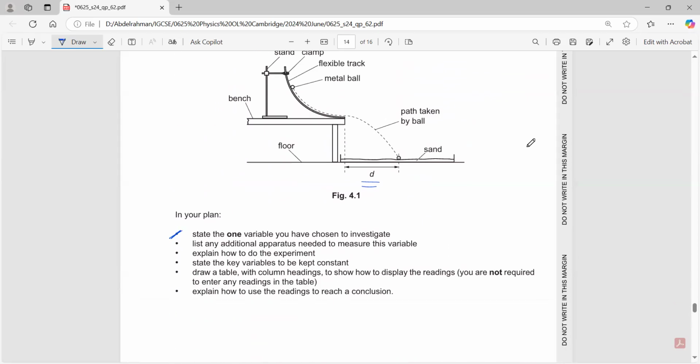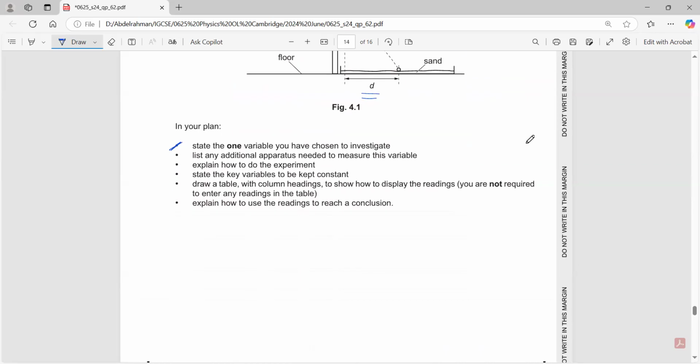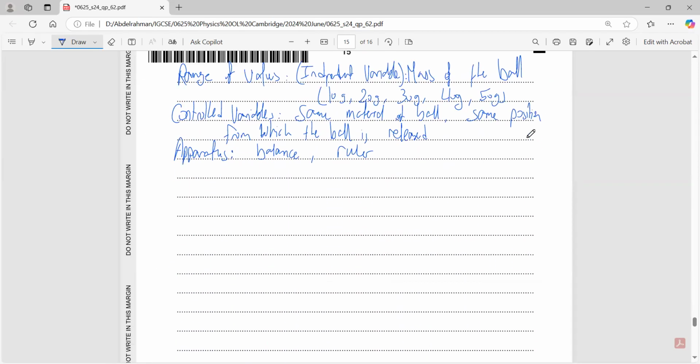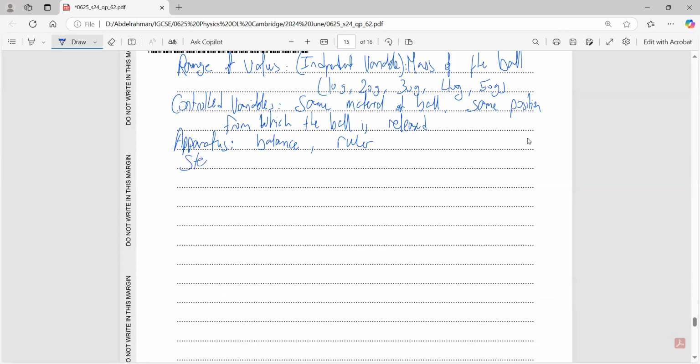Let's talk about the method, the steps. We wrote down the apparatuses. We wrote down the key variables. Let's write down the steps. What should we do? Release the ball and measure the horizontal distance traveled. Release the balls, all of them, from a fixed position.